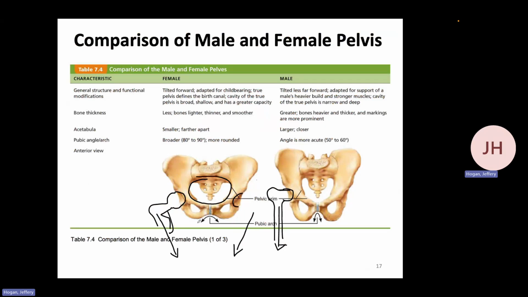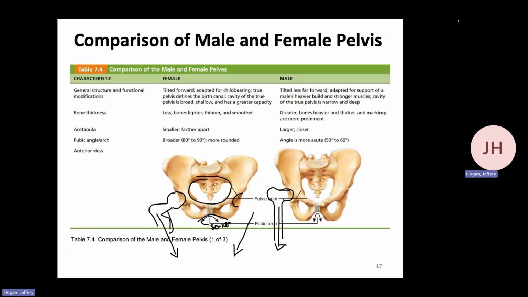The pubic angle or pubic arch is this region right under here. And the angle formed here is going to be 80 to 100 degrees or so. I think the textbook says 80 to 90 degrees, but there's more rounded going on here. In the male pelvis, this pubic arch, that was a terrible job drawing, I will admit, is much narrower and sharper, so a 50 to 60 degree angle.